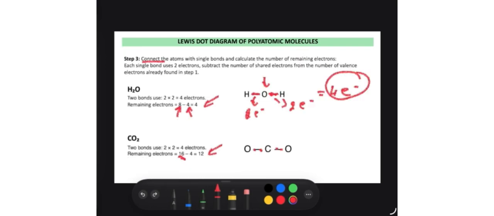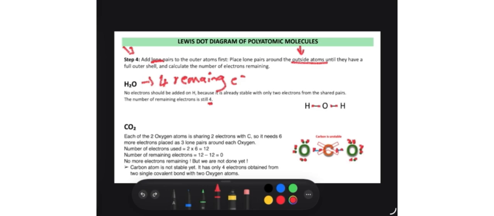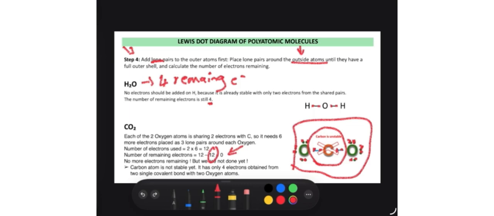If you remember from the previous slide, we said that we have 12 electrons remaining. So we used these 12 electrons already. 12 minus 12 gives us 0. But are we done yet for the CO2? Not yet, because no more electrons are remaining, but the carbon here is unstable, because carbon also needs 8 valence electrons to be stable, and here it has only 4 electrons. So carbon is unstable. We cannot leave this representation like this. It's incorrect. We have to go to step 5.